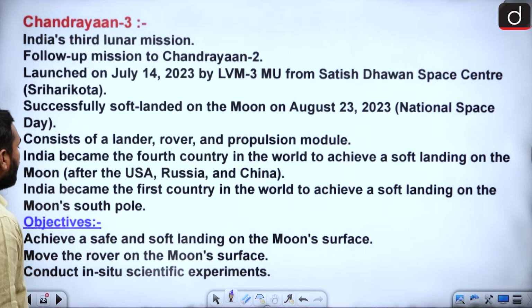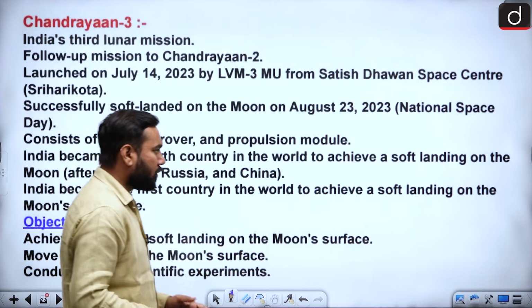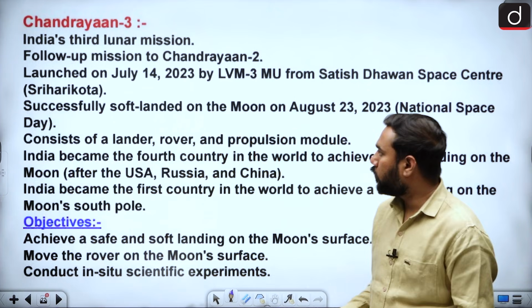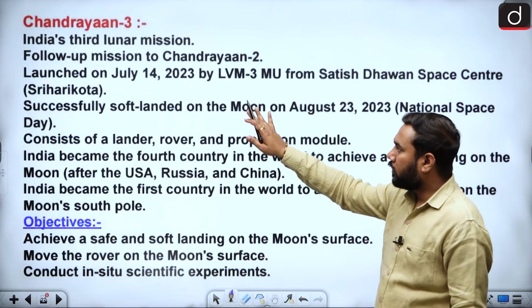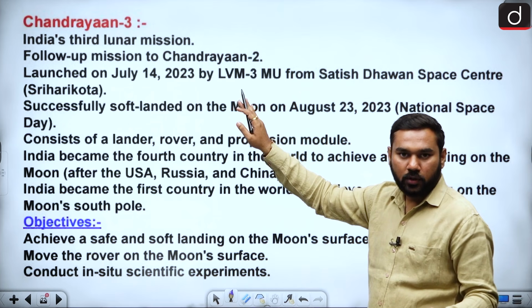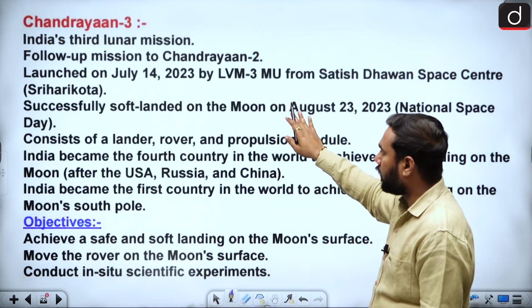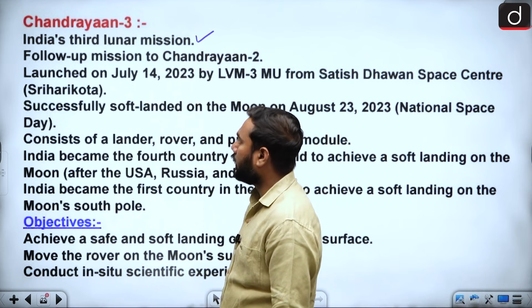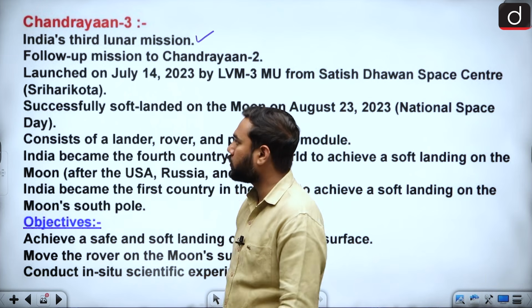And now we are going to talk about our most important mission, which gave great pride to India and ISRO, that is Chandrayaan 3. And you know that by this mission we reached the south pole of the moon for the very first time, the first country to do so. It is India's third lunar mission, because we already did the first and second Chandrayaan missions.